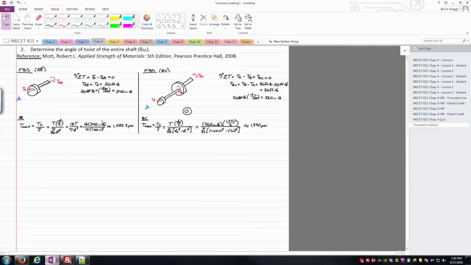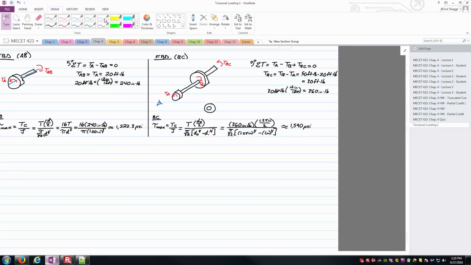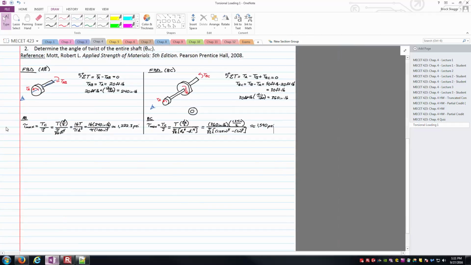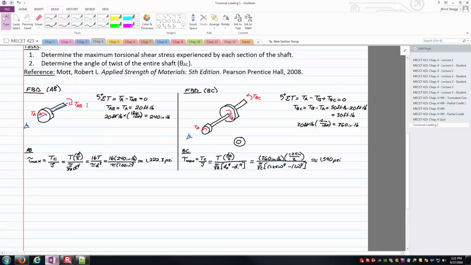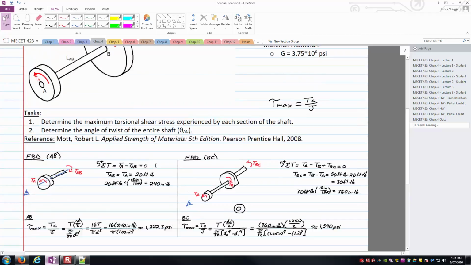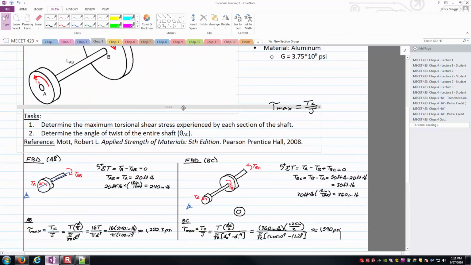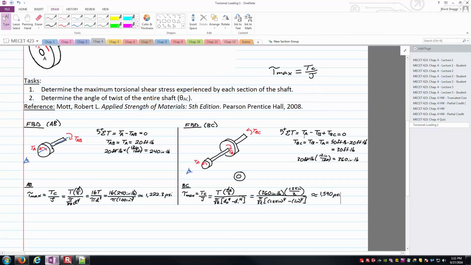And so it's about 15 minutes, so we'll stop here. As far as the takeaways, very last lines here, we were after determining the maximum torsional shear stress experienced by each section of the shaft, and that's what we've done. AB here, we worked through our free body diagram to figure out the internal torque, used our tau max as TC over J expression or equation to compute the maximum torsional shear stress, came to a value of 1,222.3 psi, and then for the second half of the shaft, BC here, same idea, used a free body diagram and our equilibrium equation to get the internal torque.